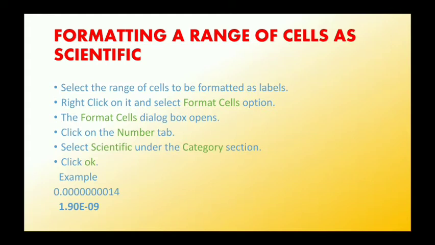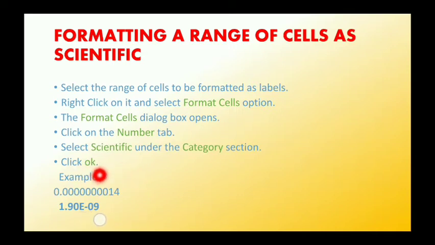So this is another method in which we can format a cell or range of cells as scientific. For example, we are having a number, and in the end you can see this is 0.0000000014, or it can be 19. So we can write this in the form of scientific notation. For example, 1.9 or 1.4 times 10 to the power minus 9. So this is the scientific notation.